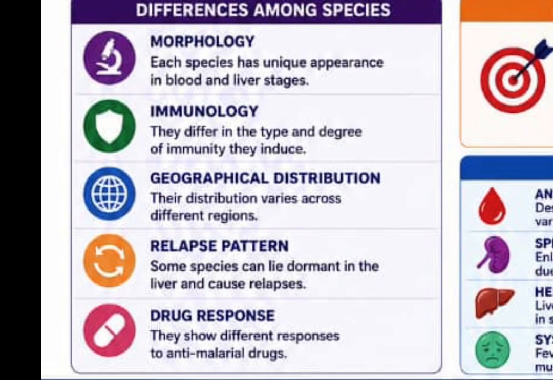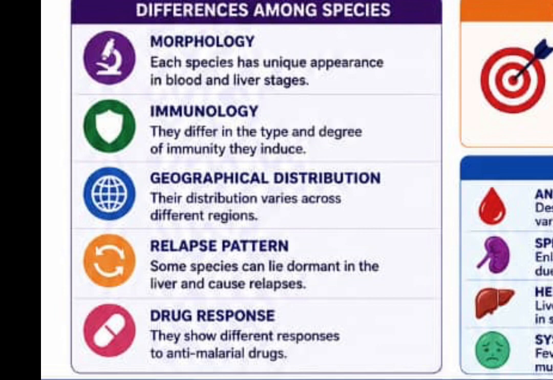They are different in their morphology, their appearance, and in their immunology, which is the type and degree of immunity they induce. When they enter the body, they have different forms in which they cause disease, and they are present in different localities. They also differ in geographical distribution and relapse pattern, which means which one causes infection immediately, which one waits first, and which one keeps itself hidden and relapses with time. Their responsiveness to drugs is also different.